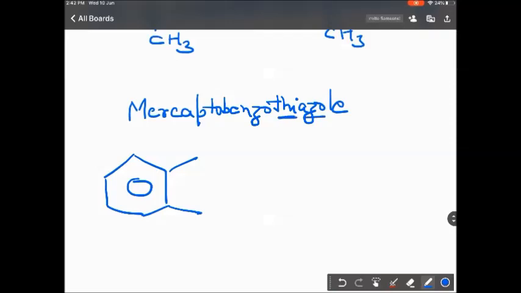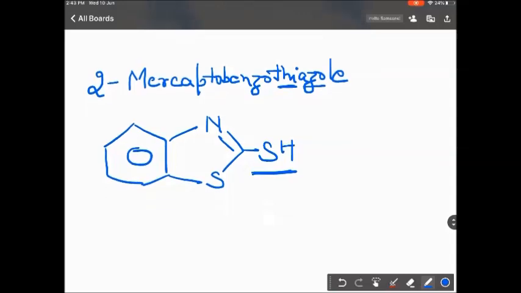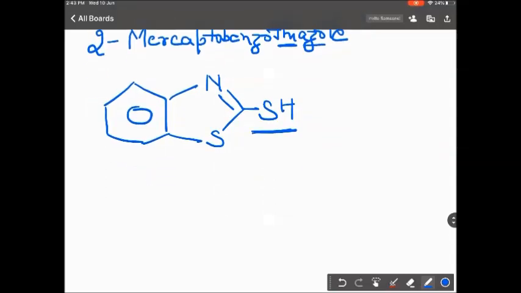So we have a ring which has nitrogen as well as sulfur, connected by a carbon, a double bond, and SH. So mercaptans are compounds having an SH group. So this is mercaptobenzothiazole. More precisely, we can call it 2-mercaptobenzothiazole. Another substance that was used as an activator was a dimer of this.